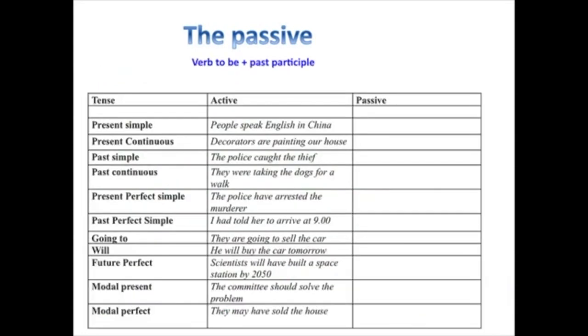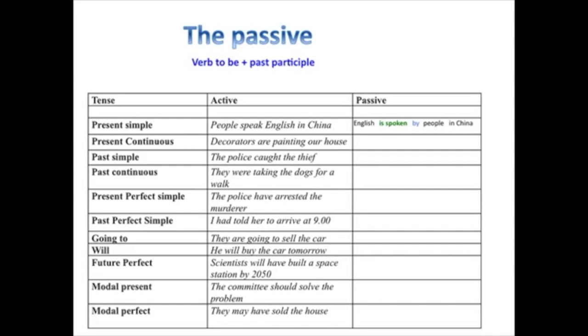Okay, here is a chart showing the different tenses and active sentences. What I'd like you to do is try to change the active sentence into a passive sentence in the right tense. Okay, so we'll start with the first 3 together. Present simple. People speak English in China. Okay, the object, English. The verb in the present simple is spoken. The subject, by people, and then we can include the place, in China.